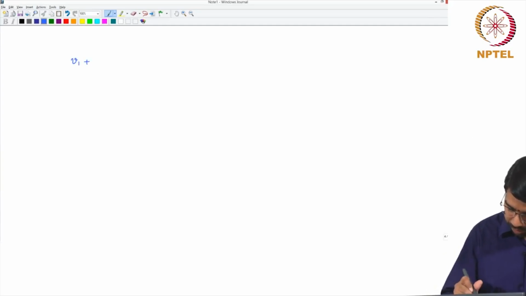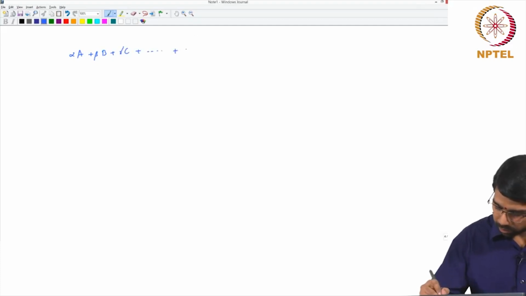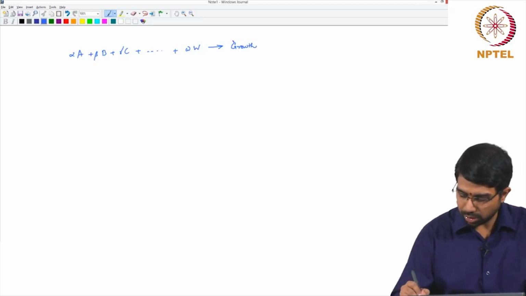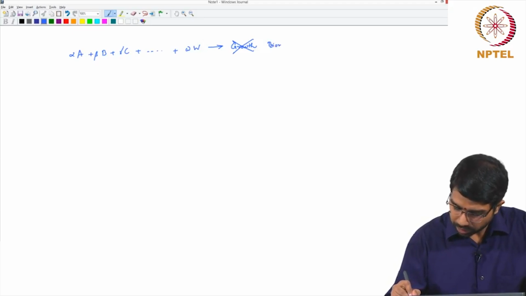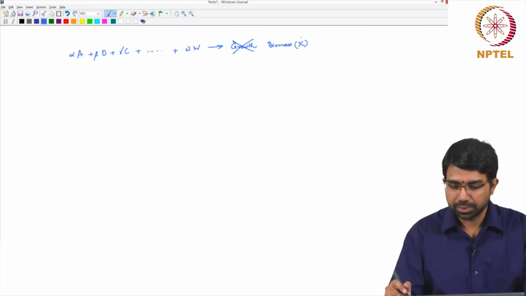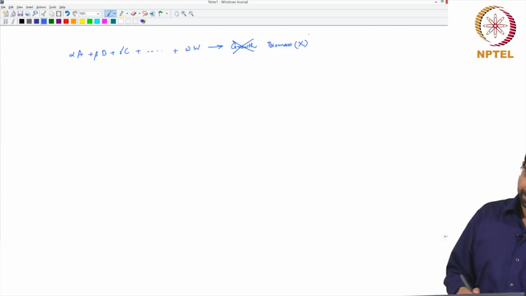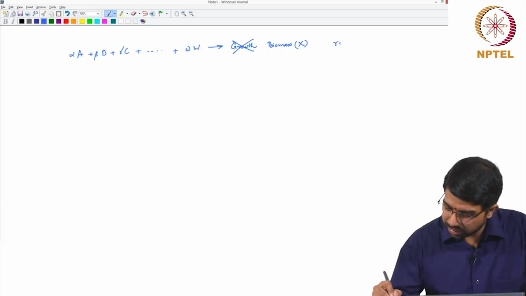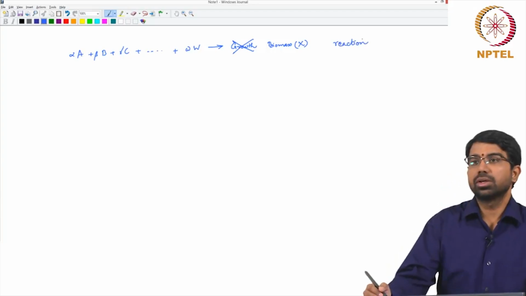So, essentially set up a reaction. Let us first set up the reaction. In fact, let us not call it growth, we will call it biomass, which usually can be represented by the symbol X. Right. So, let us say this is an additional reaction in your cell.